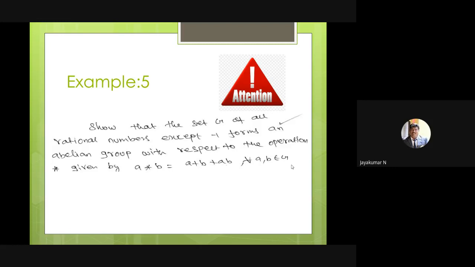Okay. What is your operation? A star B is defined like that, A plus B plus AB. This type of problem they may ask in your university examination question paper. So this is the first important problem in your Unit 1. Are you familiar with this problem? I think you studied the same problem in your discrete mathematics also.